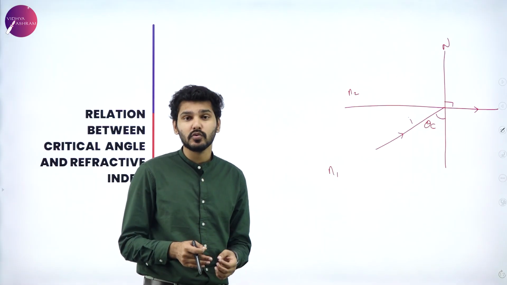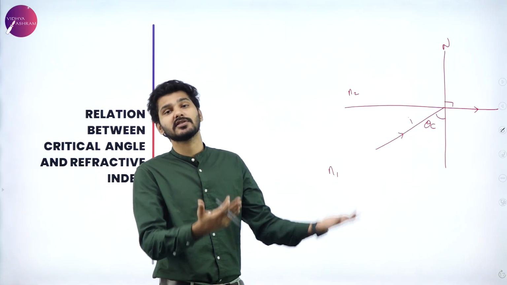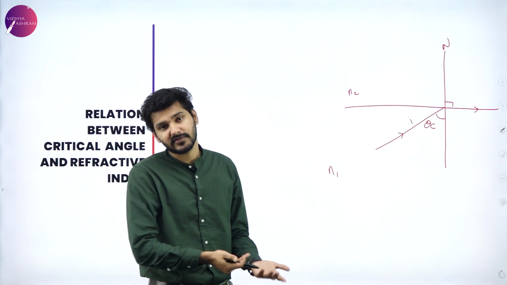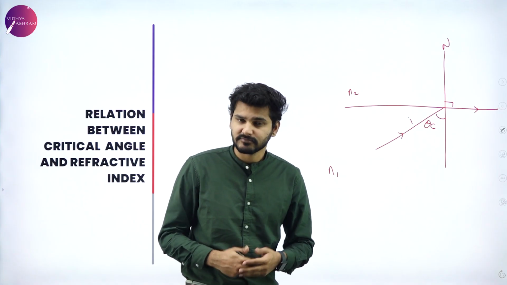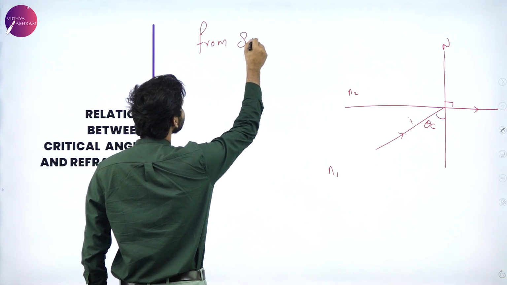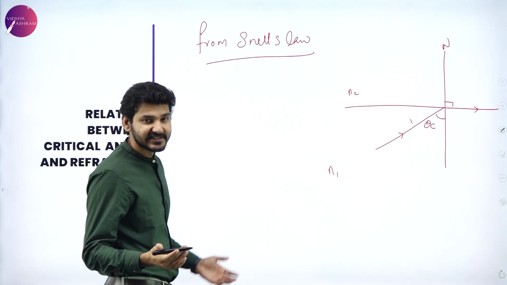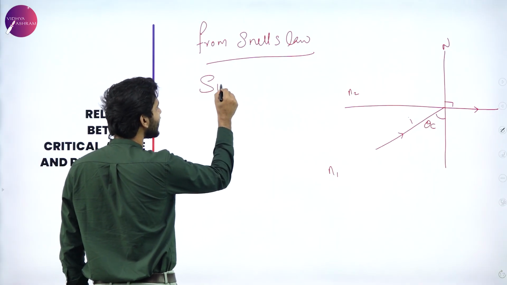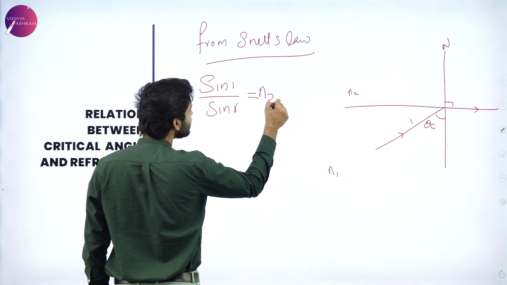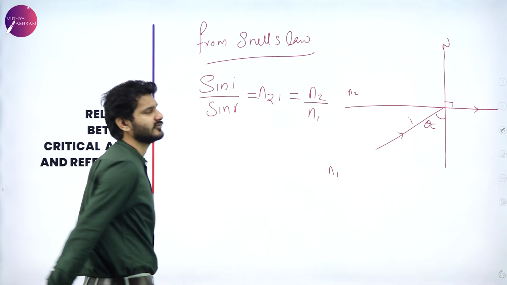Now we have to mathematically prove that, so that we can definitely say that the refractive index of a material depends on the critical angle, or the critical angle of any material depends on the refractive index of the said material. So how do we do that? It's very simple. We start from Snell's law. What is Snell's law? It's sin I by sin R is equal to N21, or simply N2 divided by N1.